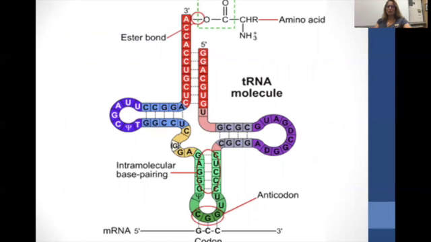Here's what it looks like. So at the bottom on the loop here, you're going to have your anticodon that is going to be complementary to a specific codon. On the opposite end, attached to the 3' is going to be your amino acid.